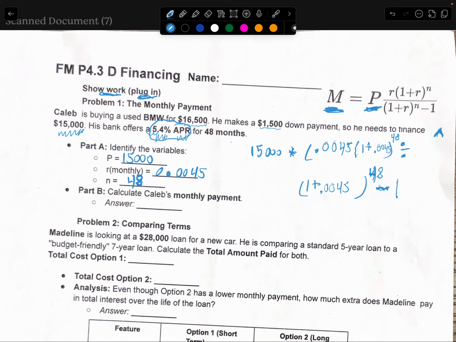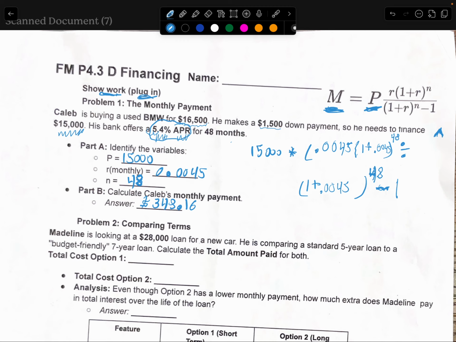Do I have my answer key somewhere? I don't. Oh, it's on the back of the page. You have all the answers on the back of this paper, so you should get 348.18 approximately. So 348.16 or something like that. 348.16, I think. It might be 18. Anyways, the point is $348 and a few cents every month. So that is your monthly payment from the formula.